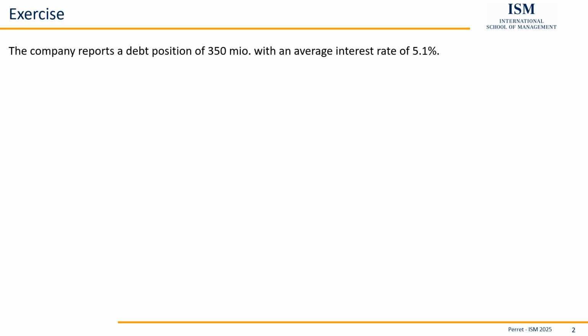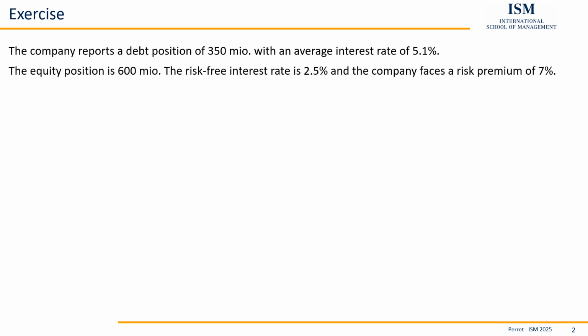Here we have a company which reports a debt position of 350 million with an average interest rate of 5.1%. Additionally, we have the equity position of this company, which is 600 million, and we know that the risk-free interest rate lies at 2.5%, and the company faces a risk premium of 7%.